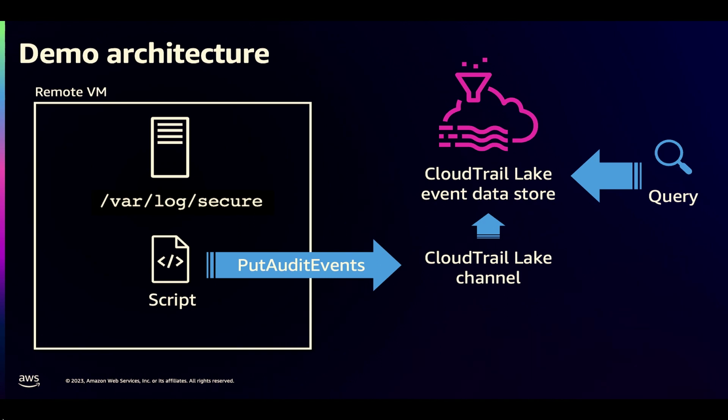To do that, it's going to need to know an ARN of a CloudTrail Lake channel. So this is the integration channel that it's going to need. It's going to move those events into a CloudTrail Lake event data store, and then from there, we will be able to query those events. So let's do that. OK, let's go over to the console.